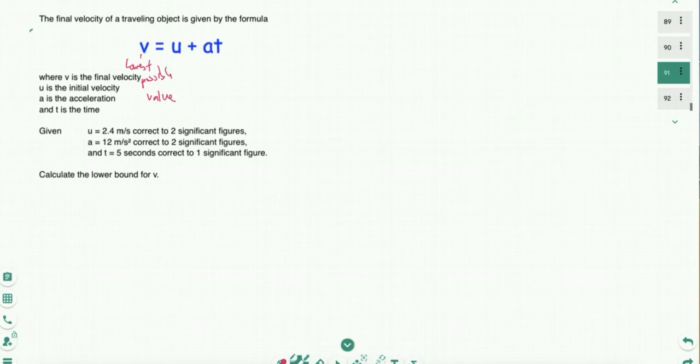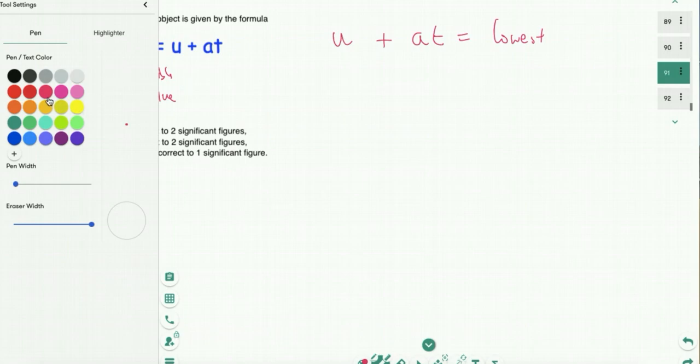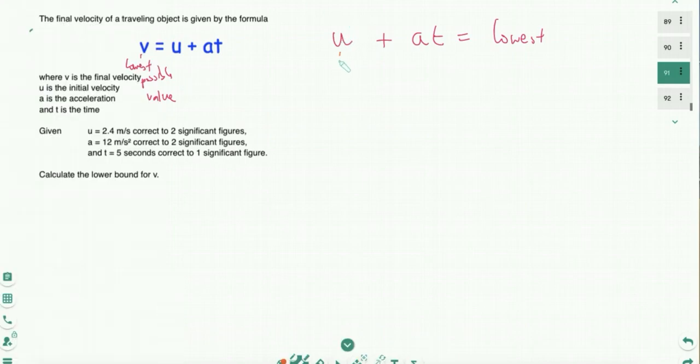Well, first of all, u is being added to at. When we're adding and we want to find the lowest possible value, we have to add two small numbers. 1 plus 1 will give us a far smaller number than 100 plus 100. So first things first, for u, we have to find the lower bound, and for at, we have to find the lower bound. So let's start with u. We have to find the lower bound for u.